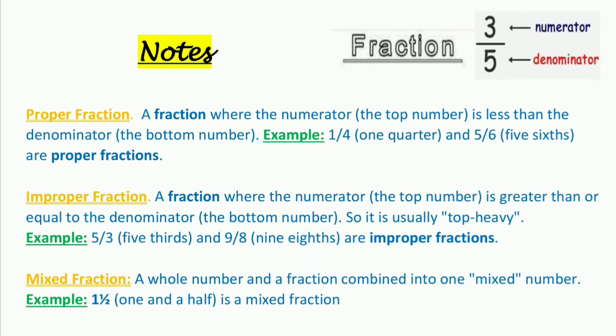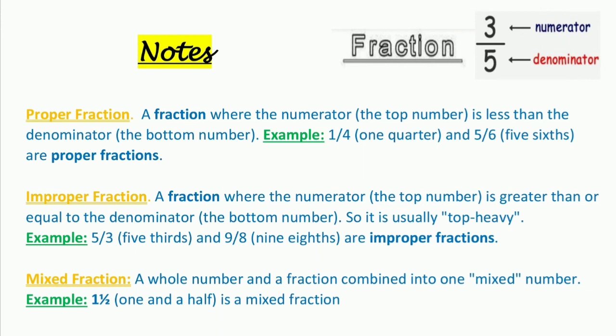First, proper fraction. A fraction where the numerator is less than the denominator. For example, 1 upon 4, that is 1 quarter, and 5 upon 6, that is 5 sixths. Here the numerator is smaller than the denominator. These are called proper fractions.